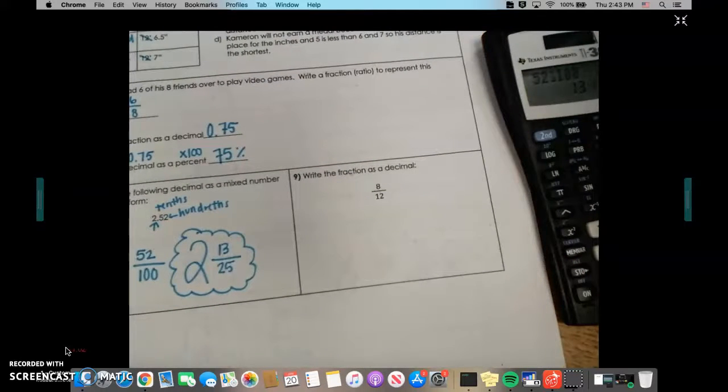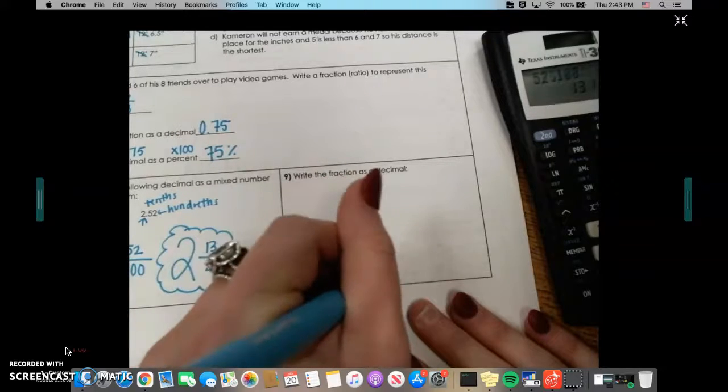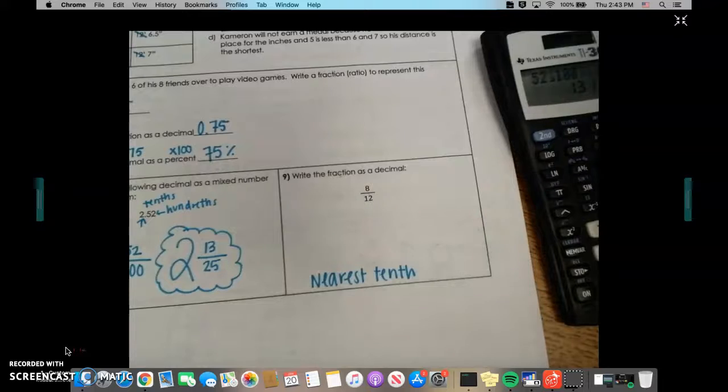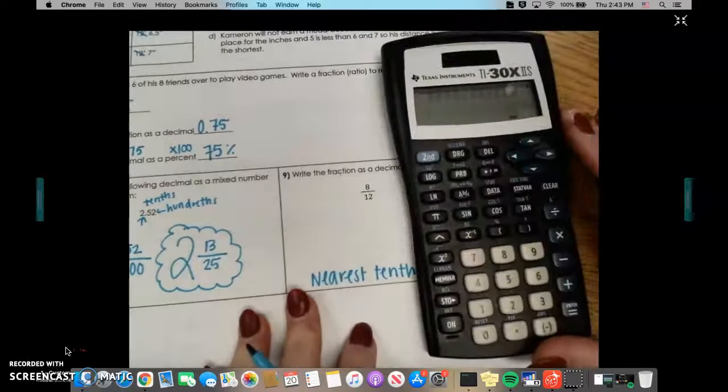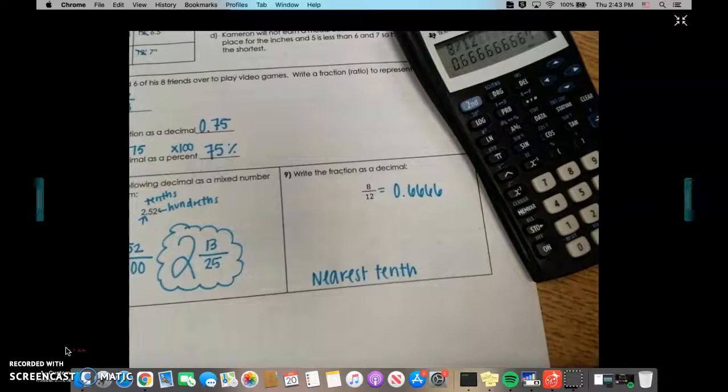And then my last one, number 9. Write the fraction as a decimal. In Canvas, it's going to ask you to put it to the nearest tenth. To change a fraction to a decimal, we take the numerator 8 divided by the denominator of 12, and we would get an answer of 0.6666. So we know that 6 goes on forever.